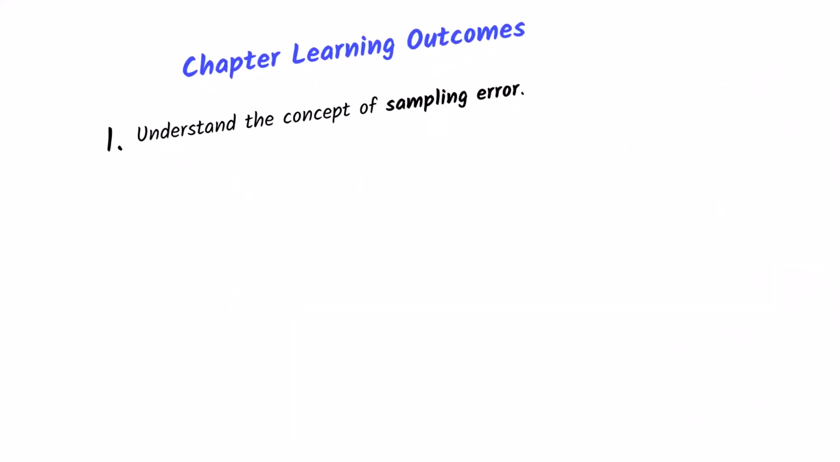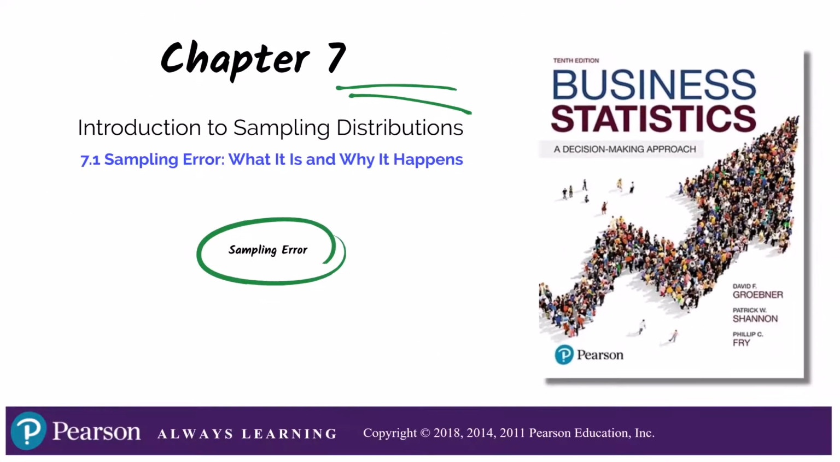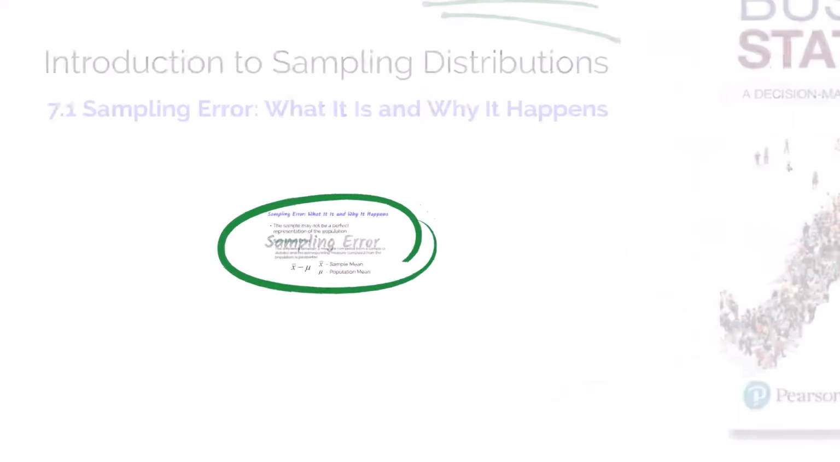So in this video, we will discuss the concept of sampling error and learn what it represents. Then in the next two videos, we'll learn about the sampling distribution of a sample mean and a sample proportion, as well as review why the central limit theorem is so important. So let's get started. We only have one topic in this video, which is sampling error. So let's jump into that now.